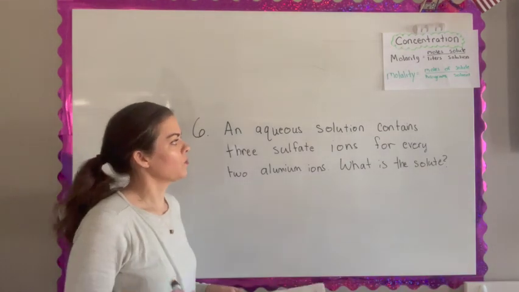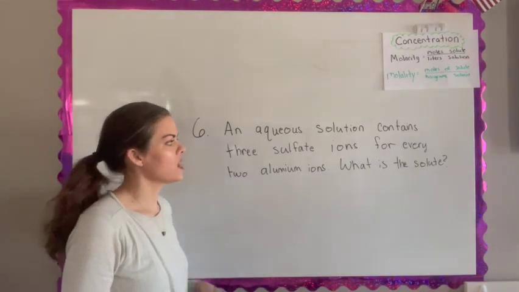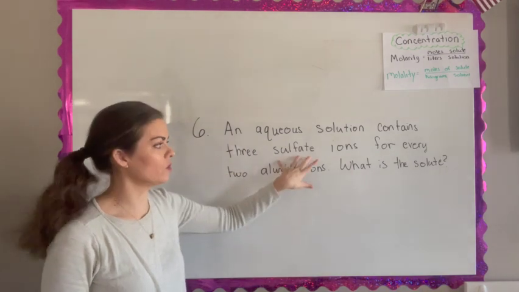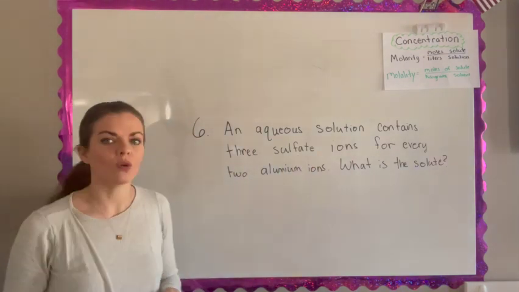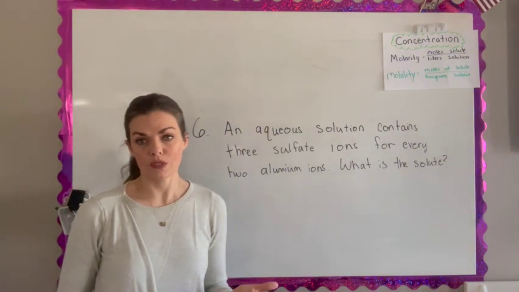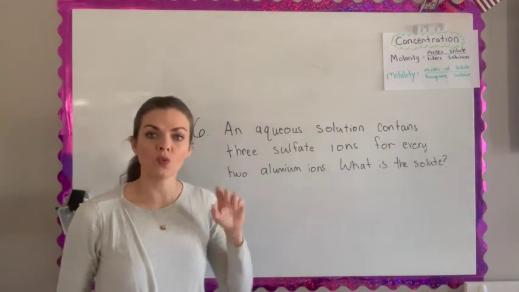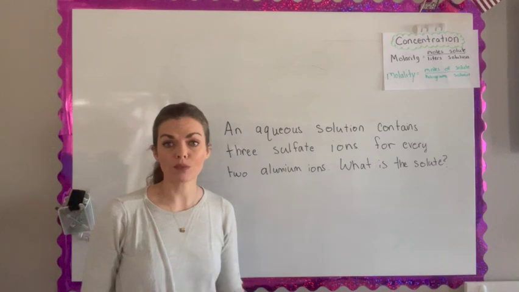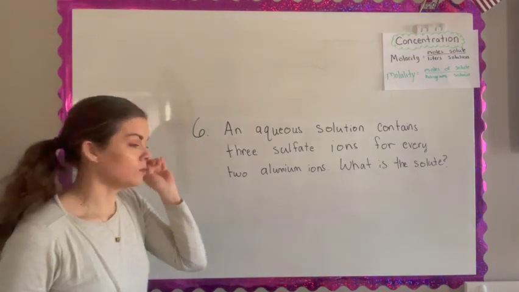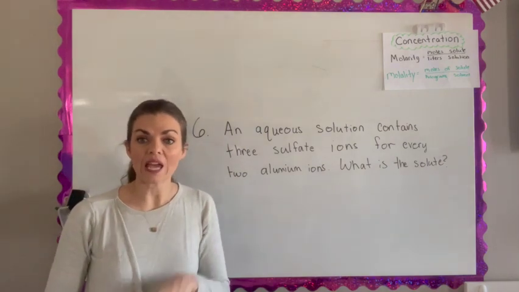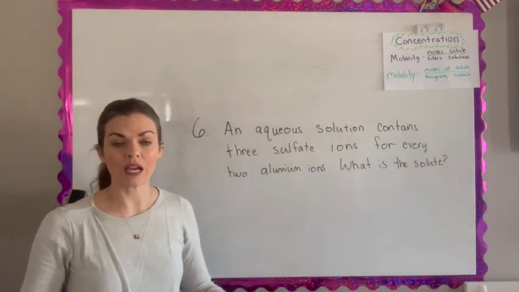Number 6, we have an aqueous solution that contains 3 sulfate ions for every 2 aluminum ions. And so it wants to know what was the solute that was added to the solution. So even though once it's in the solution, the ions are separated into sulfate and aluminum, if it was the solute when it was added, they were in an ionic bond.